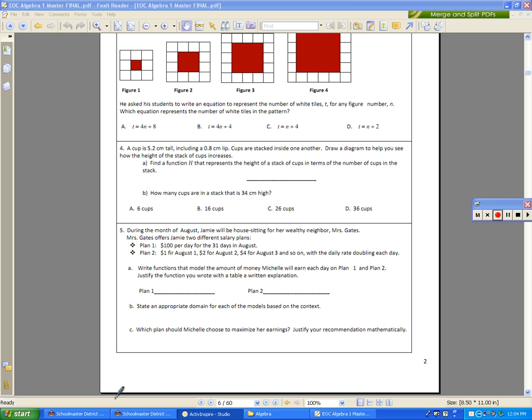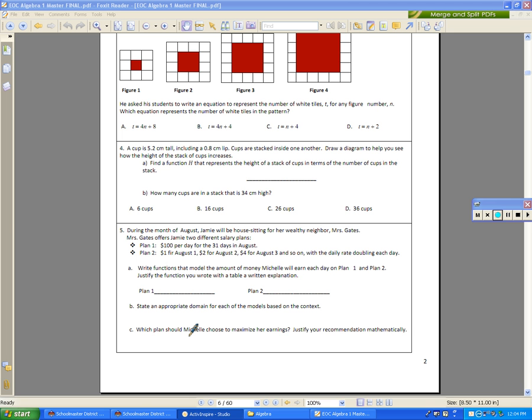What's the most number of days that you could go over there and check on her house and get the mail and water plants? 31. So the domain of this function, the numbers that you could plug in that would make sense, would be from 0 to 31. Okay?